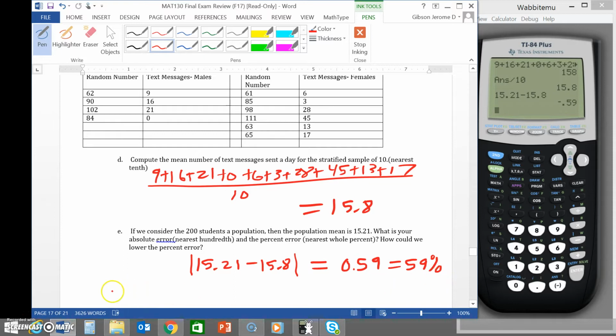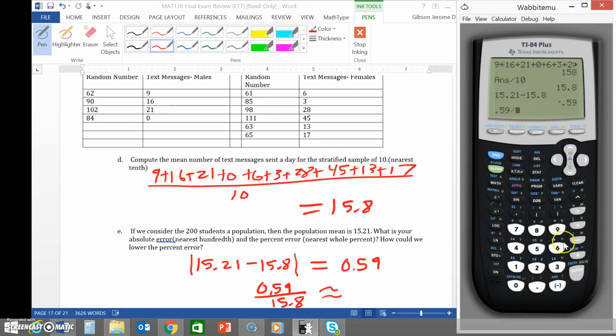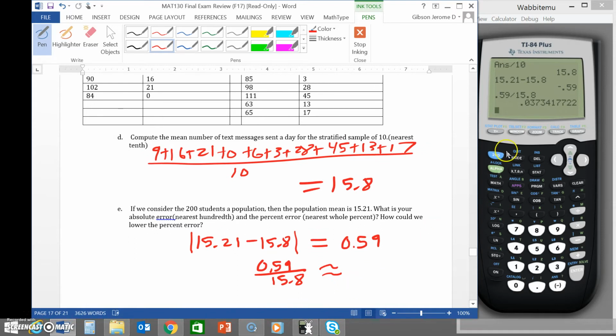Okay, so one little error here. I should have just left it at 0.59, and we were supposed to take that value, the 0.59, and divide it by the estimated value, which is 15.8, and then change it to a percent. So we'll take 0.59 divided by 15.8, and we have this long decimal here, and we would just round it to the nearest percent, so that would give us 4%. So the error is about 4%.